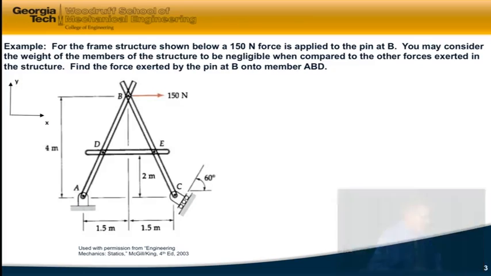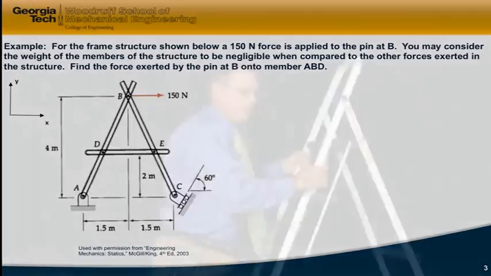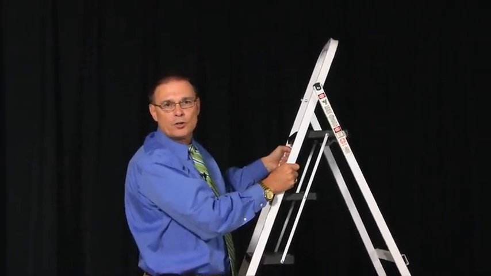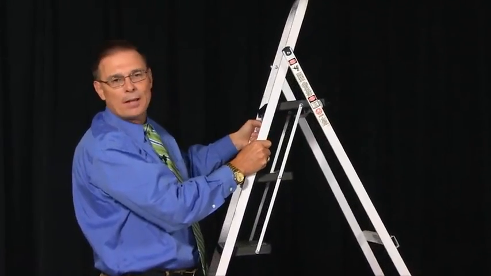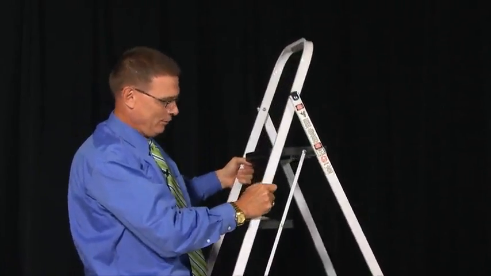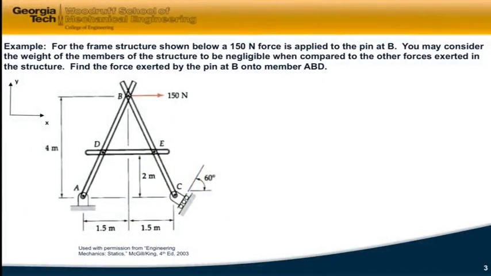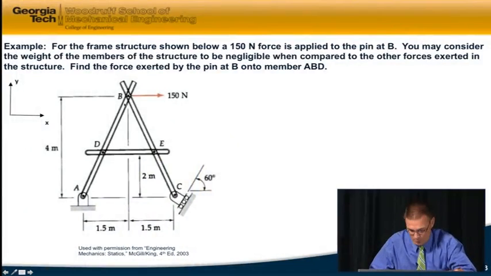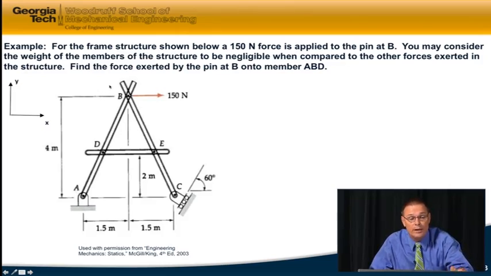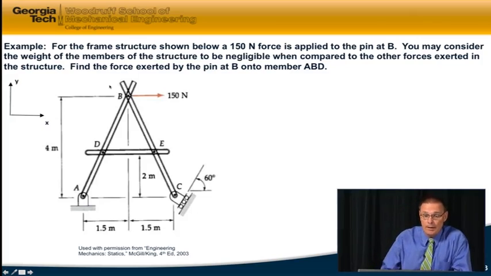This is a frame. It's not exactly the same, but it's very much like a frame structure of my stepladder that I've used several times as an example in this course. So, in this problem, we have 150 Newton force applied at pin B. We have the weight of the structures to be considered negligible with no weight, and we have the question of finding the force exerted at point B onto member ABD.